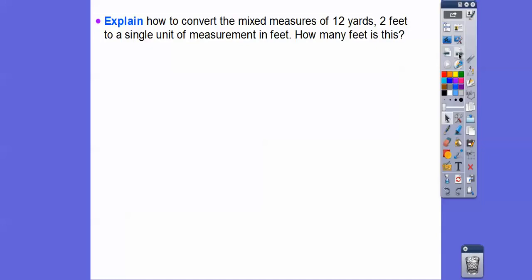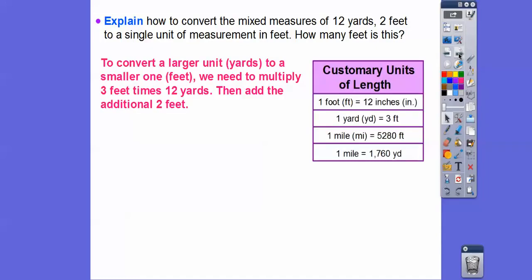Anyway, I'll explain how to convert mixed measures of 12 yards 2 feet to a single unit of measurement in feet. So how many feet is this? To convert a larger unit, which is yards, to a smaller one, feet, we need to multiply 3 feet times the 12 yards. There are 3 feet in each yard, so we're going to multiply. How many feet is that? 3 times 12, and then we'll add the 2 extra feet. So 3 times 12 is 36, and then when we add the 2, we get 38 feet total.